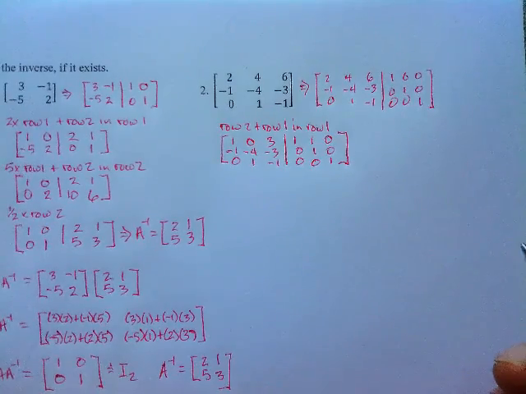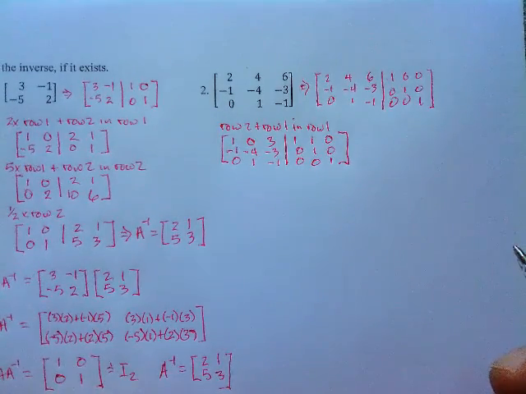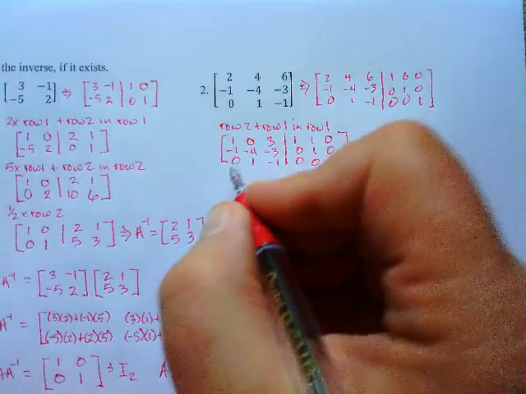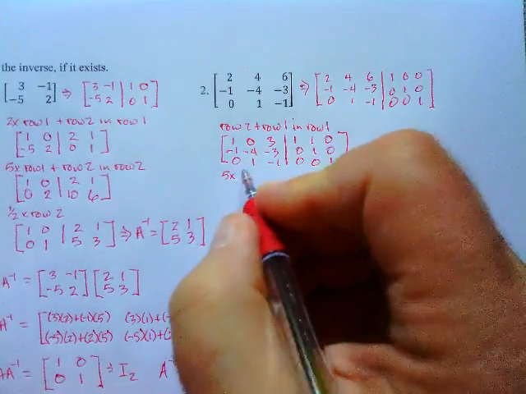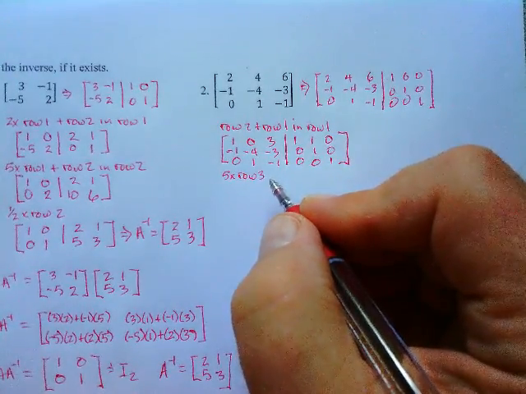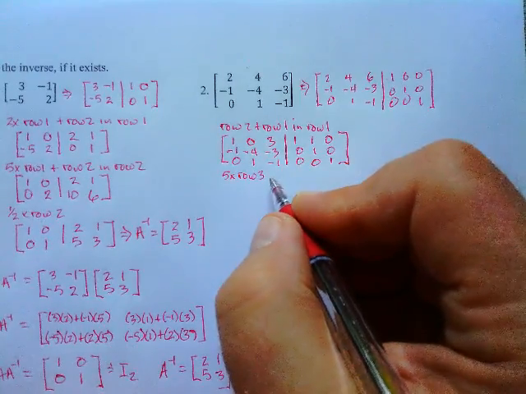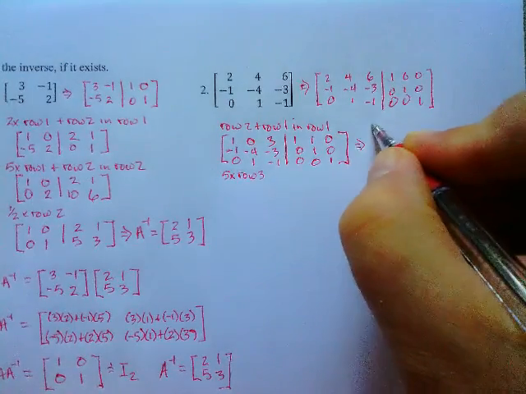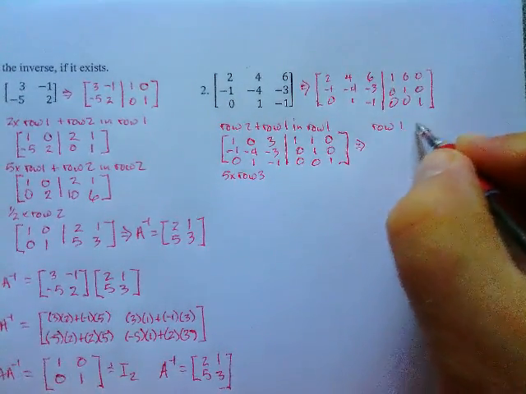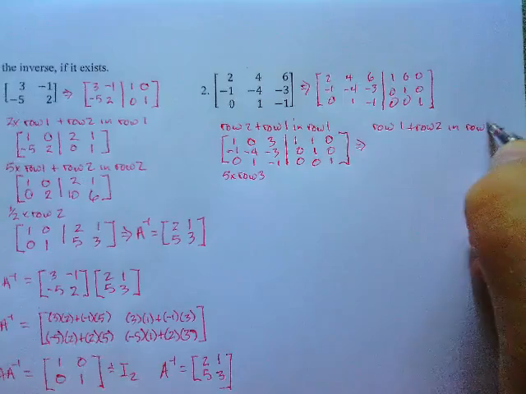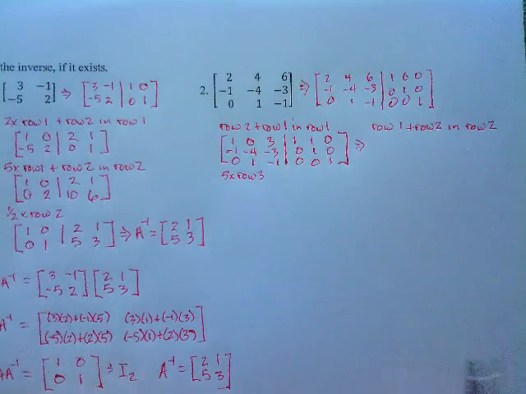Okay, we're going to do now, let's see. We're going to do 5 times row 3. Well, wait. Before I do that, I'm going to go here next. I'm just going to go row 1 plus row 2 and put that in row 2 because I want to get a 0 here. So I was jumping ahead of myself there.